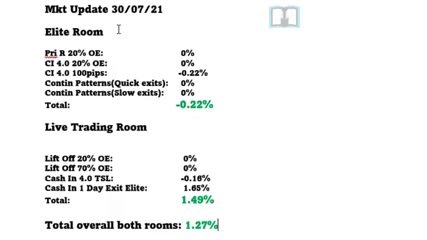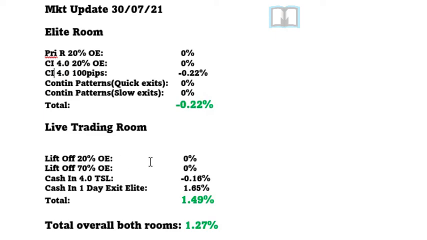So in the elite room, wasn't a huge amount of trades that were taken. There was just one here for cash in 4.0, 100 pips, which was a small loss of 0.22%. And on the live trading room this week, no trades taken on the lift-off strategies. That's 20% open equity or 70% open equity.